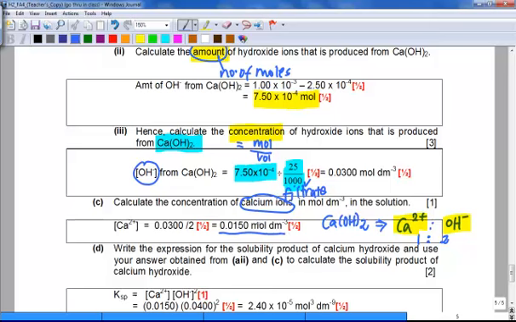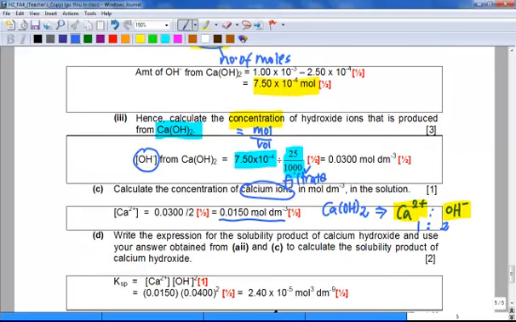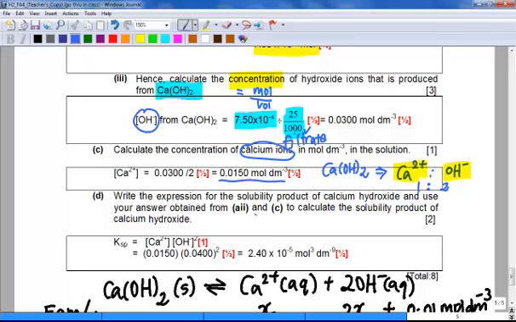And finally part D, they say write the expression for the solubility product of calcium hydroxide. This is for you to recall how to write solubility product. So take note of this equation. Calcium hydroxide, it is a solid and it is sparingly soluble to give you calcium 2 plus and 2 OH minus. So the KSP is simply just KSP equals to Ca2 plus concentration times OH minus concentration square. Just a quick recap. If you see a 2 in front here, make sure you square the concentration on top.